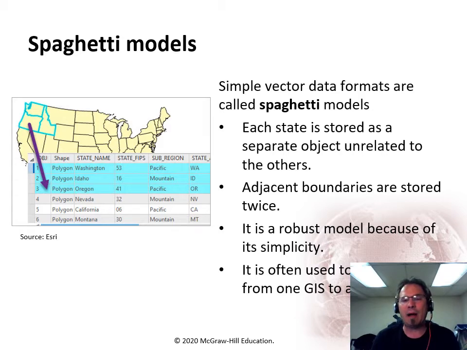It's a robust model because of its simplicity, and it's the most commonly used model. It's pretty much the only model we're going to use in this course. So when you're moving data around and manipulating it, just know that you're actually utilizing what's called the spaghetti model. It's the simplest one, and it doesn't require much maintenance. It doesn't require any maintenance, actually.